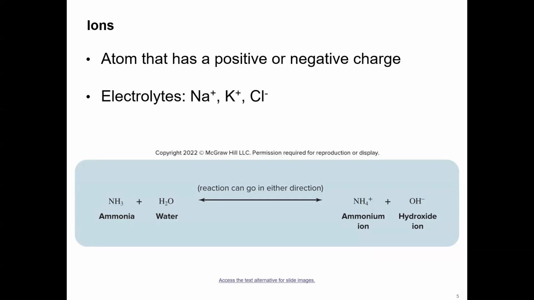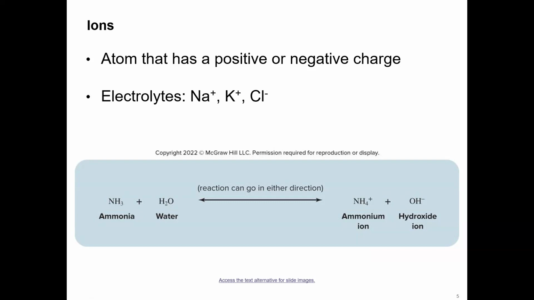And so if something has gained an electron, then it's going to have a negative charge. And I've given you a negative example there. So chloride has gained an electron here, and so it has an overall negative charge. And if it loses an electron, then it's going to have a positive charge associated with it. And so sodium and potassium here would be positive ions.